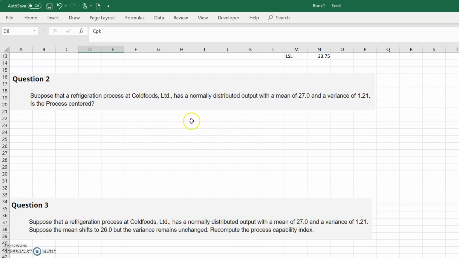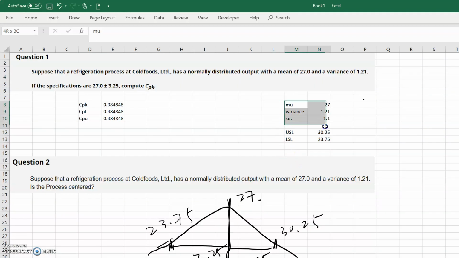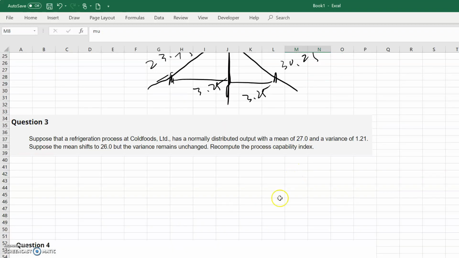So number 2 is: is this process centered? If you conceptually draw the distribution, 27 is here, right? But because the spec is 27 plus minus 3.25, at equal distance on both sides, which is 3.25, you can consider this a centered process. Now, look at problem number 3.